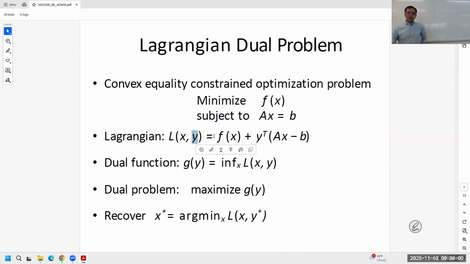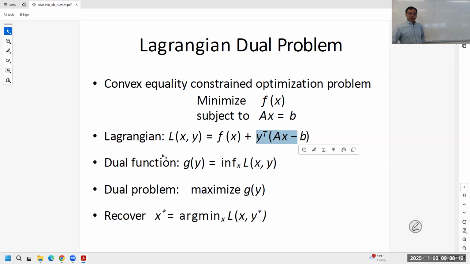So the Lagrangian is going to be f(x) plus y transpose (Ax minus b). This is a linear system, right? So we have p equations, so this is a vector.